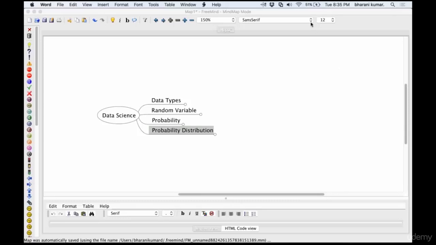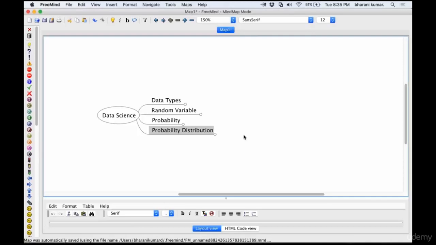Even before we continue to the next topic, let us do a quick recap on what we have discussed until now. I'm using a tool called FreeMind, which is free for download. I will also be uploading this mind map onto the tutorial.